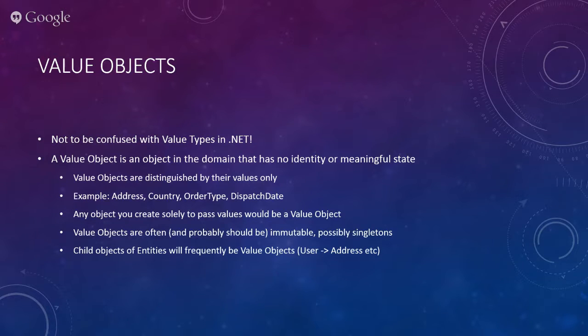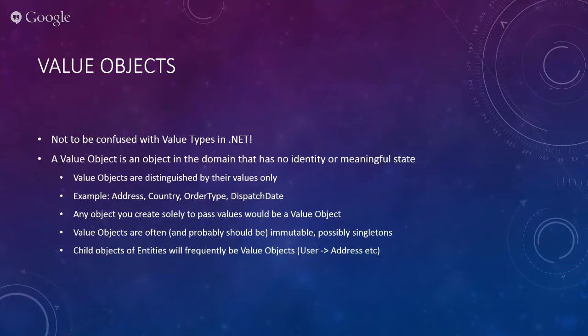Now, you could have multiple users living at the same address. That's fine, you can map that. But again, the address has no identity of its own. Its identity is its value, because the value is what the address is. So the only way you'd ever refer to it is by the address. And any object that you would create just to pass values around in DDD would be a value object. And value objects are often, and I think probably should be, immutable. They may even be singletons.